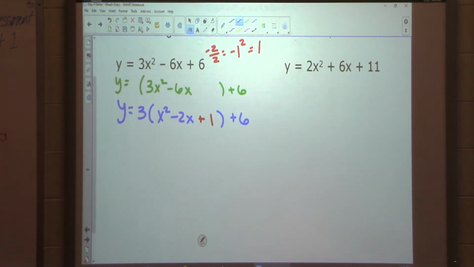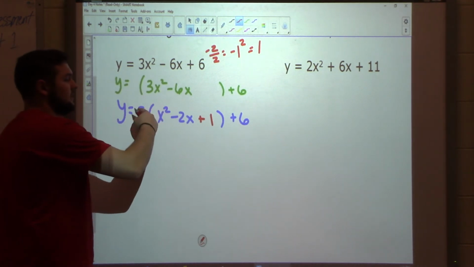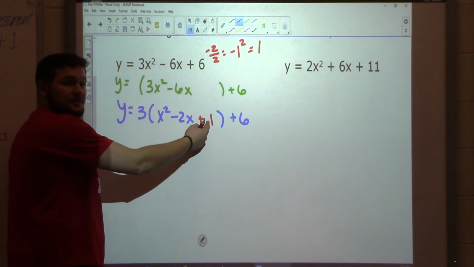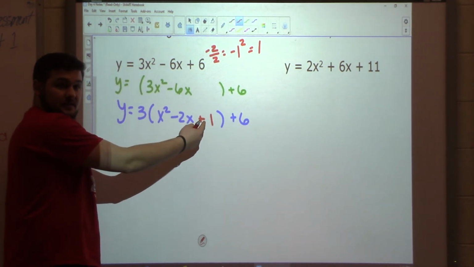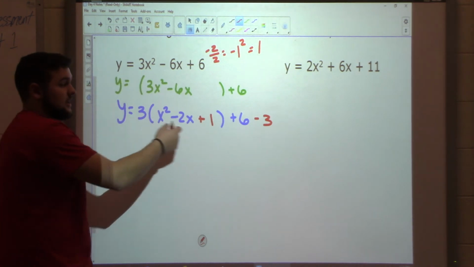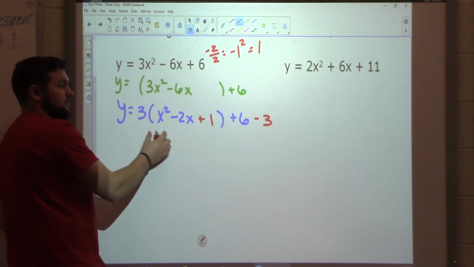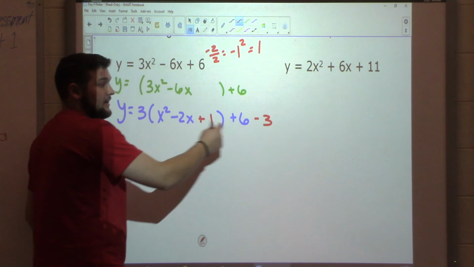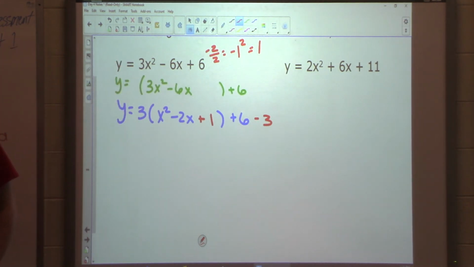But I can't just add 1. Right, you're right. Because if I redistribute this 3, it's like I added 3 on the inside, which means I have to subtract 3 on the outside. So what you need to do is take whatever you add, multiply it by the number you took out, and that's what you're going to subtract. Does that make sense why we do it?